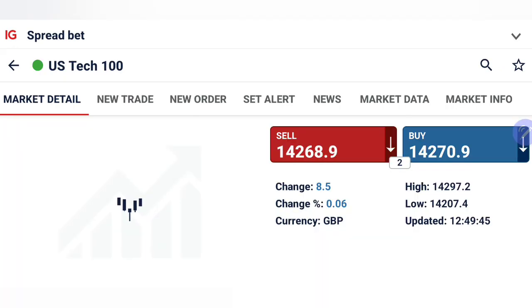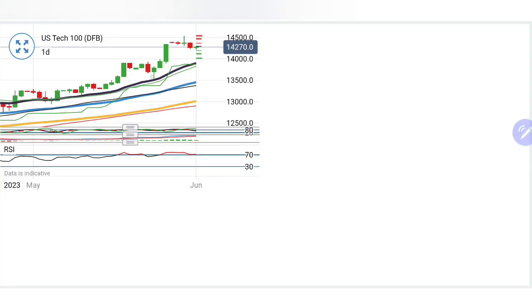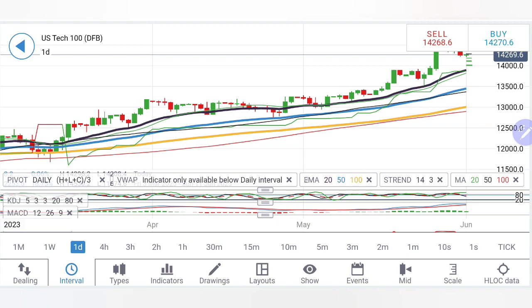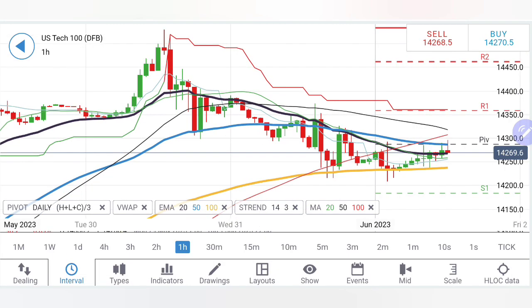Let's start. First, we look into Tech 100 followed by Dow Jones. Do watch till the end. Listen to it carefully. Note down the levels. Trade as per the levels.